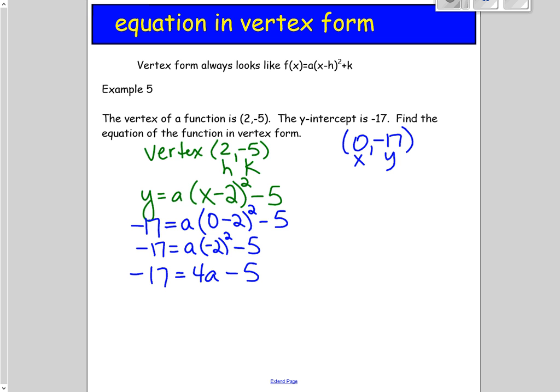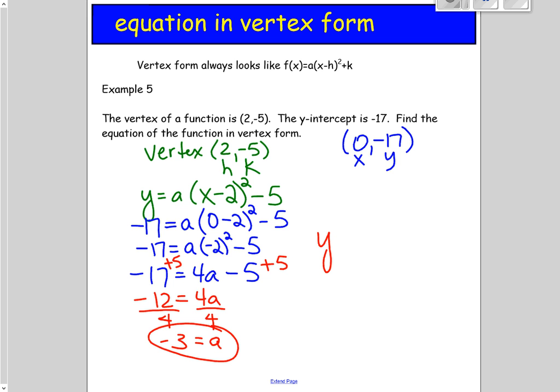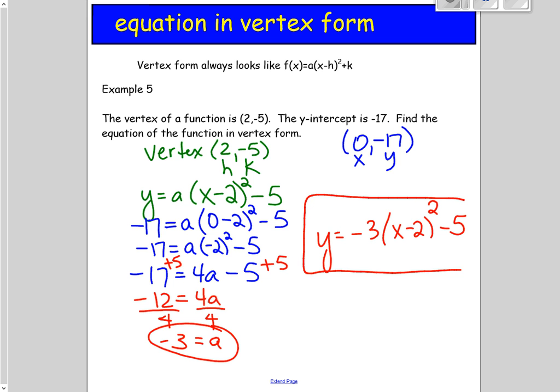I'm going to solve this equation. I'm going to start by adding 5 to each side, and I get negative 12 equals 4a. And then divide each side by 4. a equals negative 3. Look how pretty that worked out. So y equals negative 3 bracket x minus 2 squared minus 5. And here is my vertex form of my equation.